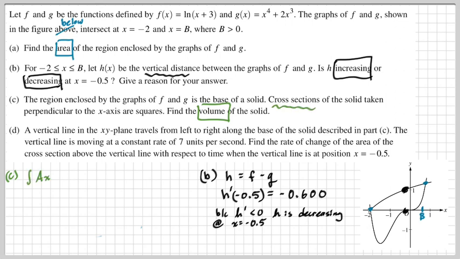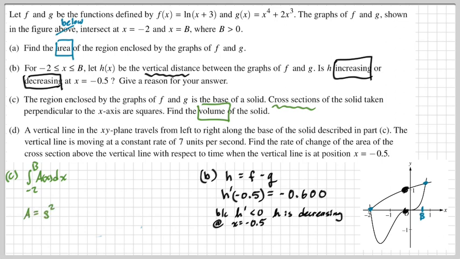Let's write our integral out first. This is kind of like our formula. We are perpendicular to the x-axis, so we need to write an integral that is with respect to x. Our area function for the cross sections has to be with respect to x. And our two limits, the -2 and the b, have to be x's.